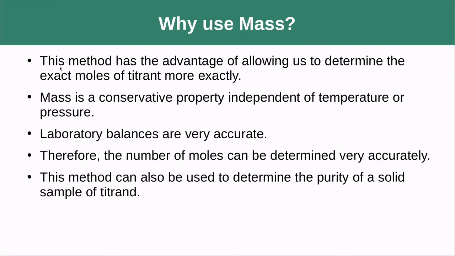Why would we use mass? This method has the advantage of allowing us to determine the moles of titrand more exactly. This is because mass is a conserved property independent of temperature or pressure, and laboratory balances tend to be very accurate. It's one of our more accurate measuring tools that we have. Therefore, the number of moles can be determined very accurately. This method can also be used to determine the purity of a solid sample of titrand.